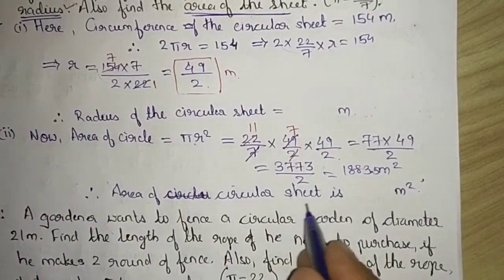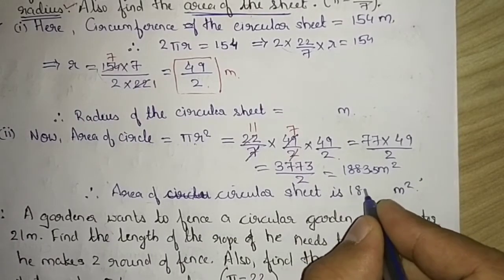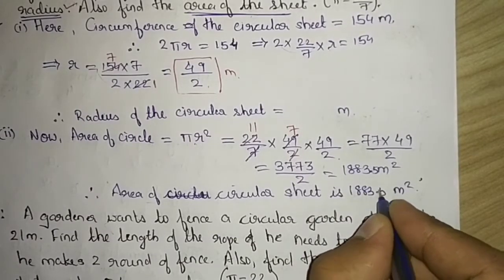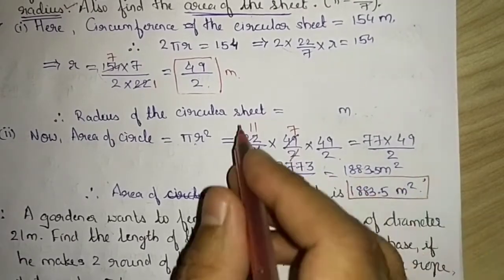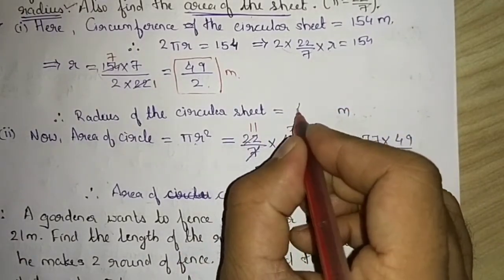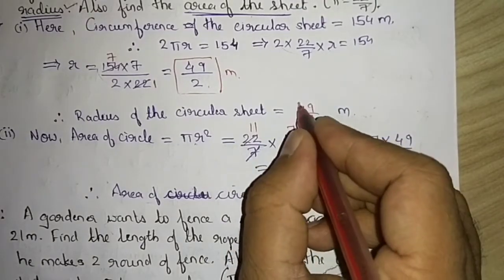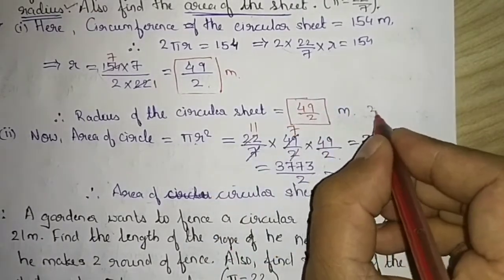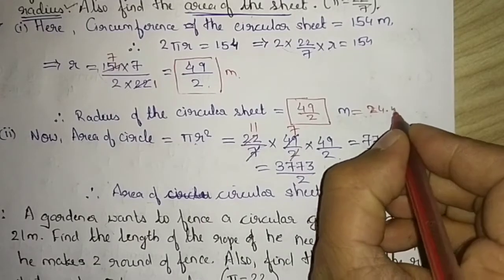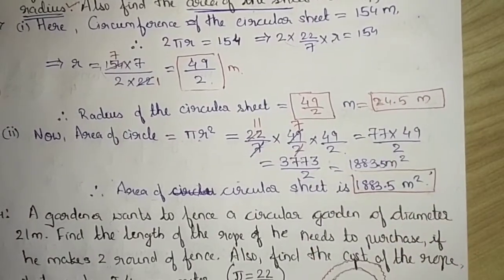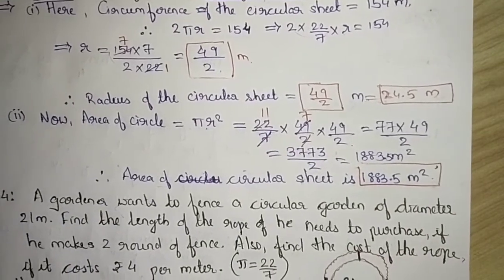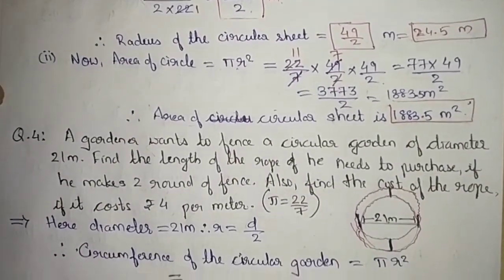So we will write area of the circular sheet is 1883.5, and here it is 49 by 2, which we can also write 24.5 meter. Hope you have understood. Now let us move to the question number 4.